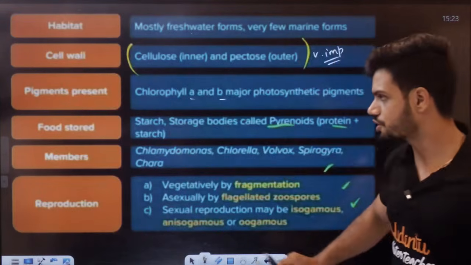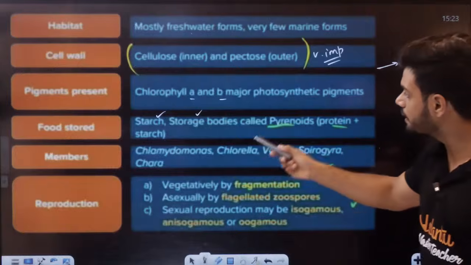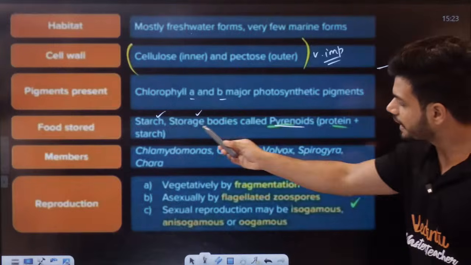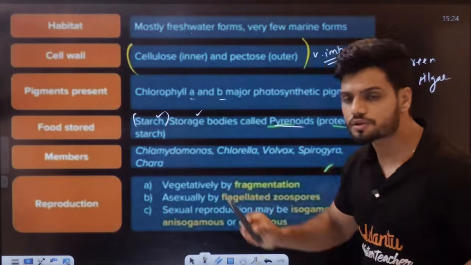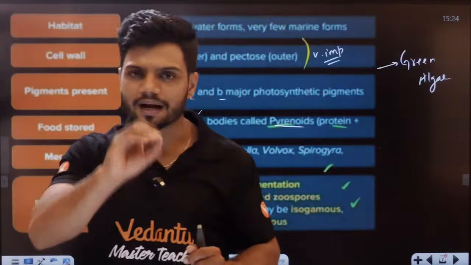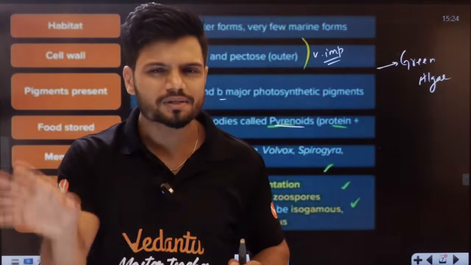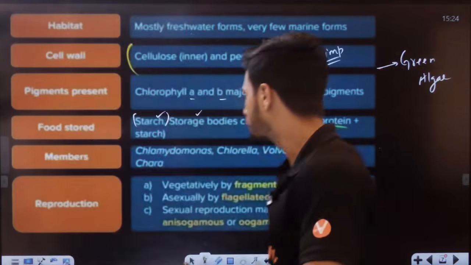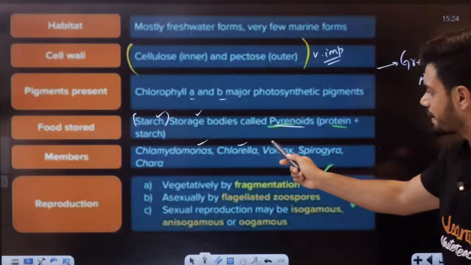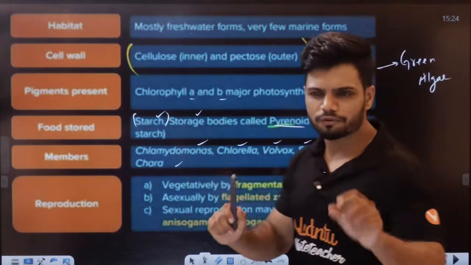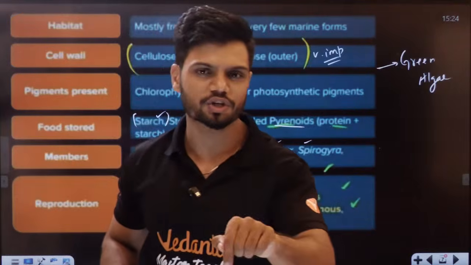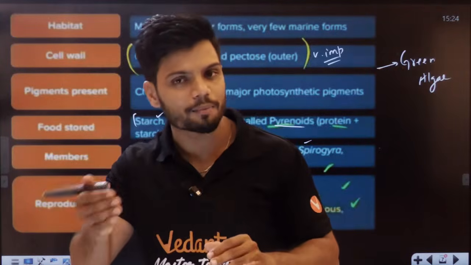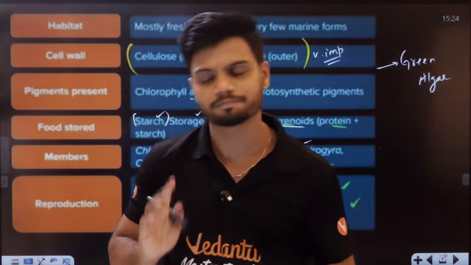Now, food storage: starch is stored in bodies like pyrenoids, which are present here. These pyrenoids can store protein also. So starch is the main source of food storage. All the food made in the process of photosynthesis is stored as starch here. Members, I've given you examples here, students. You have to remember these examples. If you want mnemonics for these examples, ask me in the comment section. I'll make a separate short on how to remember all the members of Chlorophyceae. I can make a mnemonic for this.